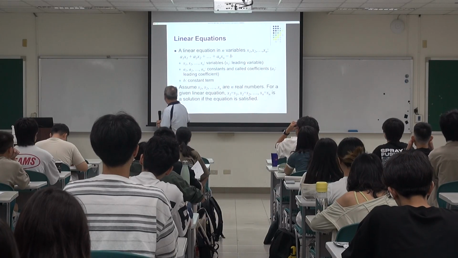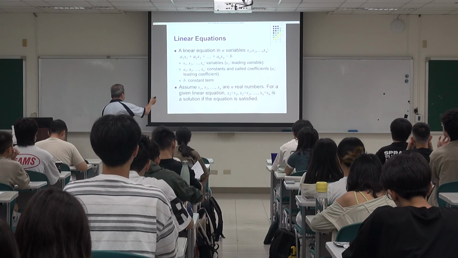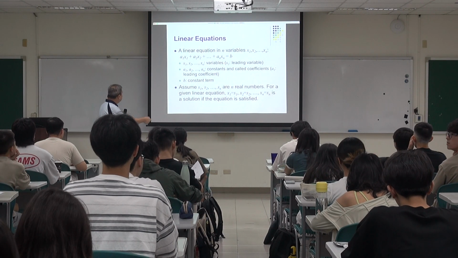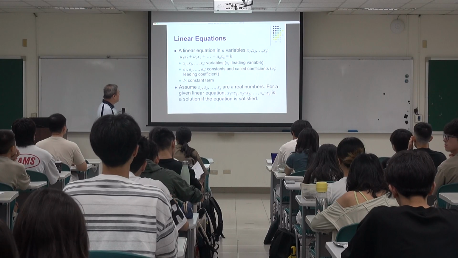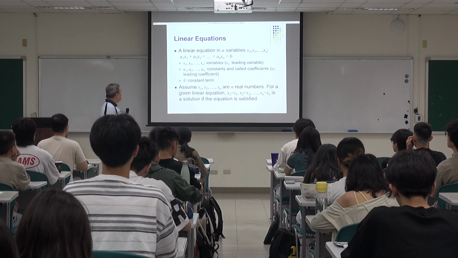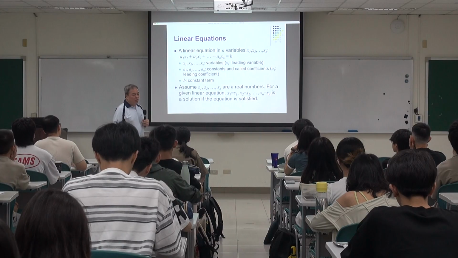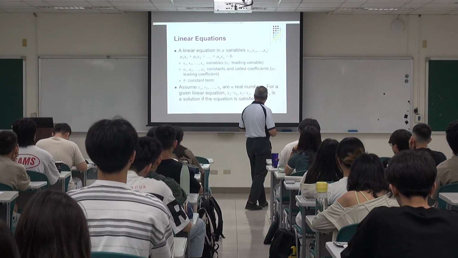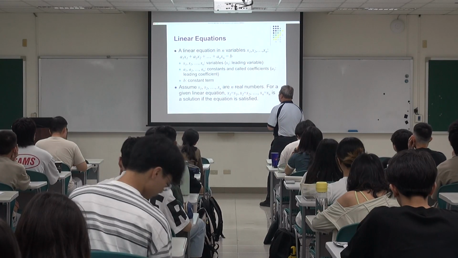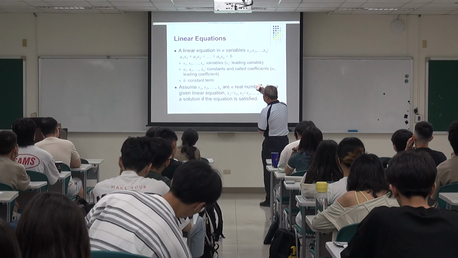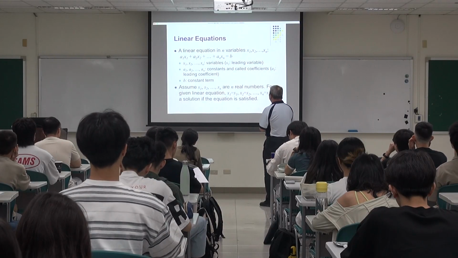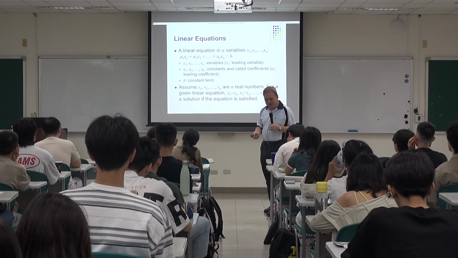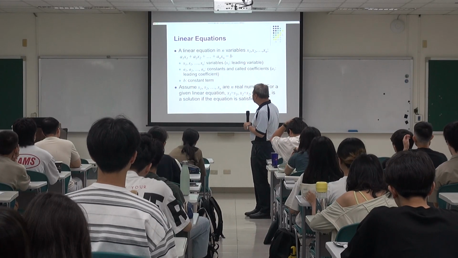So, a linear equation in n variables is represented by this, where x1 to xn are variables, and x1 is what we call the leading variable, and a1 to an are what we call constants or coefficients for these variables, where a1 in particular is the leading coefficient.